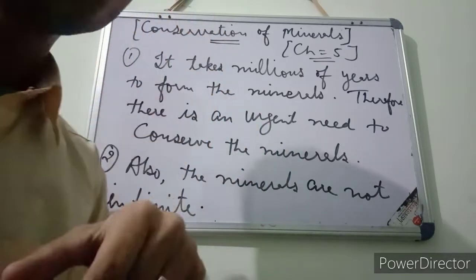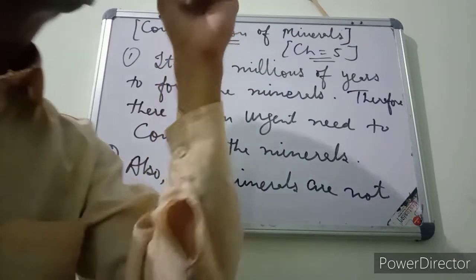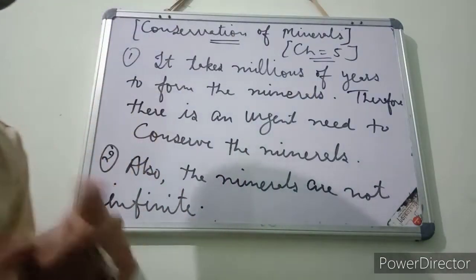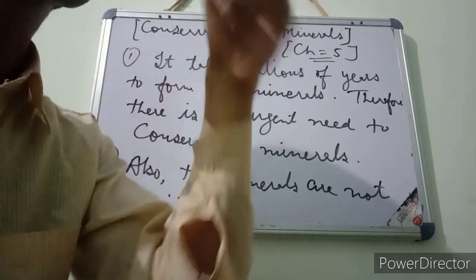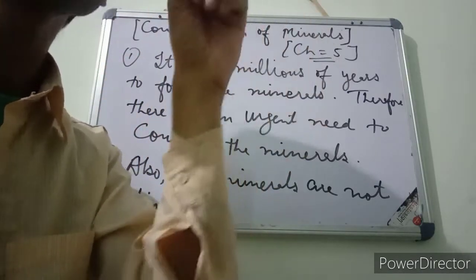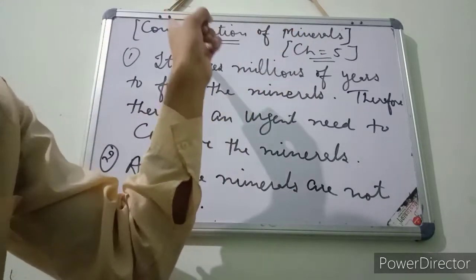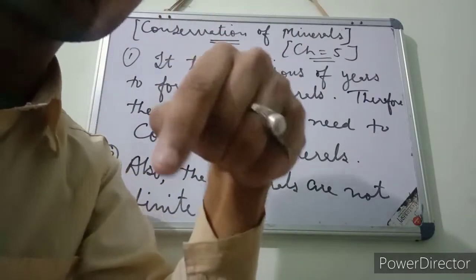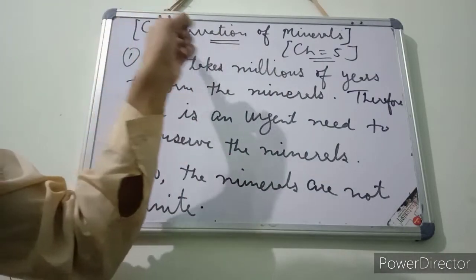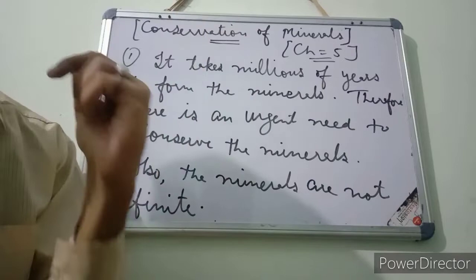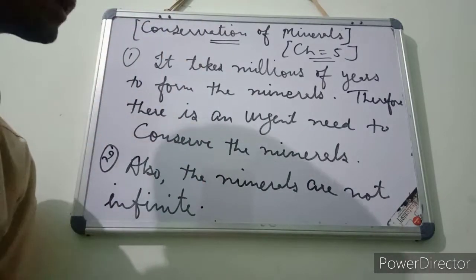Okay. Now in this video we shall continue our chapter number 5, that is minerals and energy resources. The previous video that we have seen on Facebook was on chapter 1 for the students who had missed their topics. In this video we shall discuss our next topic, that is the conservation of minerals. So please check out page number 57 in your textbooks. Page number 57. Now we shall start this topic.